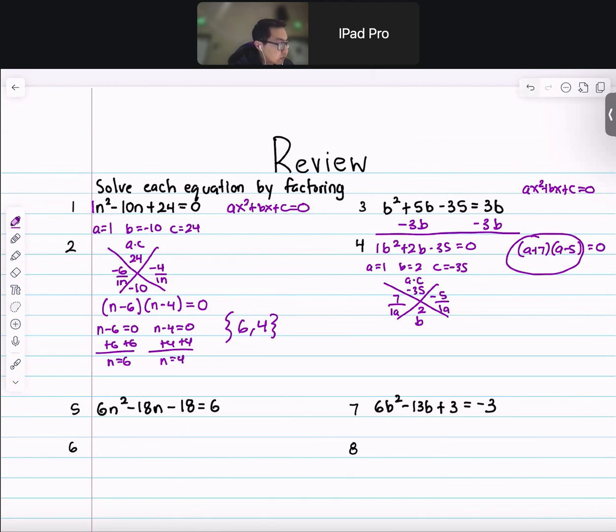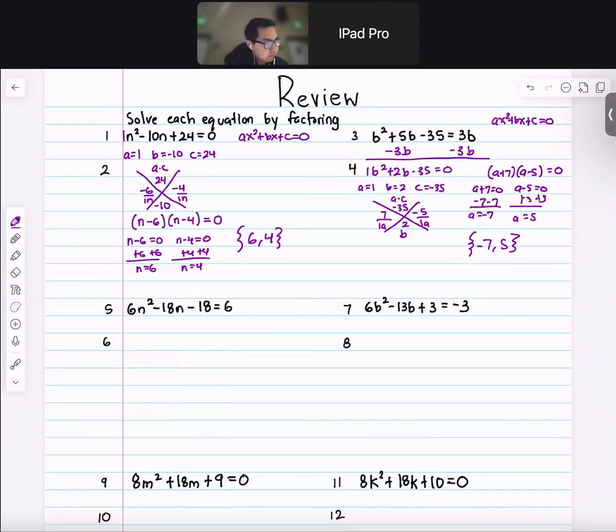Those are your factors. And when we solve, we set both of the factors equal to 0. a equals 5. a equals -7. And please make sure to put this in the brackets in your formative, okay?